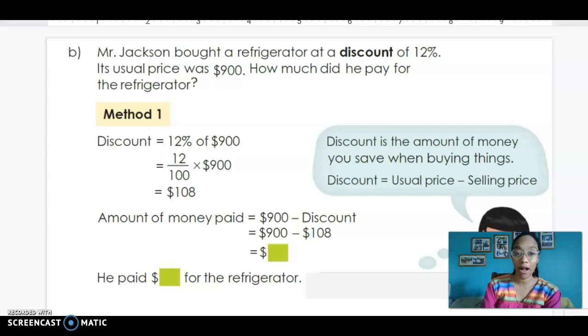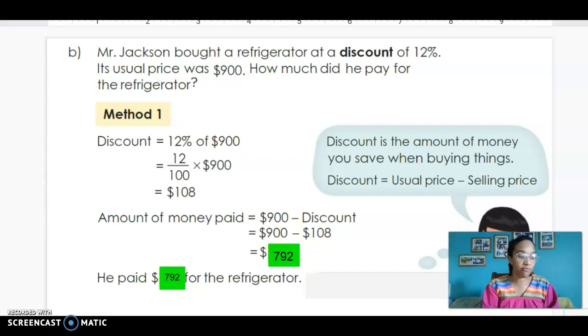So first, let's figure out how much that discount was worth. We need to find 12% of 900. We find that by multiplying 12 hundredths times 900, and we get $108. So the refrigerator was $108 cheaper than it normally was. Now we need to take the total normal price and subtract the discount. 900 minus 108. That's going to give us the selling price that Mr. Jackson actually paid, which is $792.